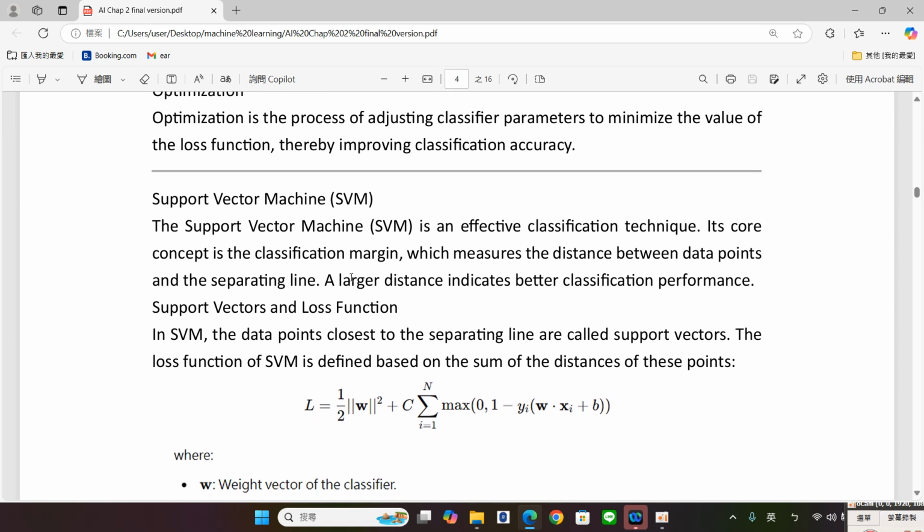The support vector machine (SVM). The support vector machine is an effective classification technique. Its core concept is the classification margin, which measures the distance between a data point and the separating line. A large distance indicates better classification performance. Support vectors and loss function: in SVM, the data points closest to the separating line are called the support vectors. The loss function of SVM is defined based on the sum of the distances of these points.